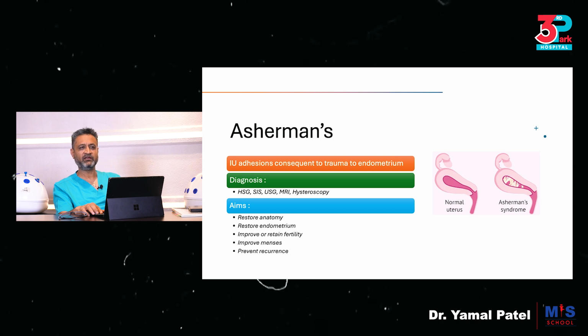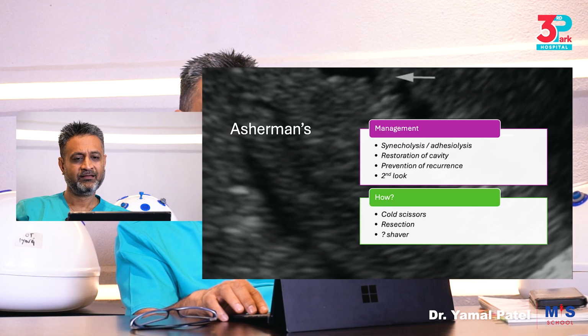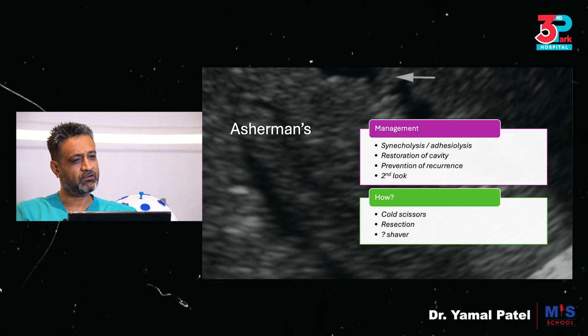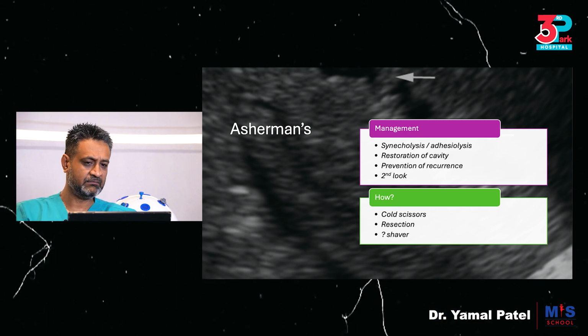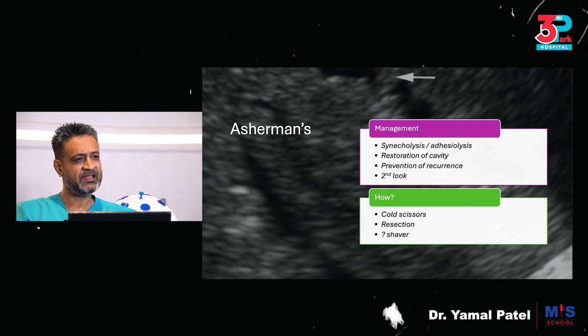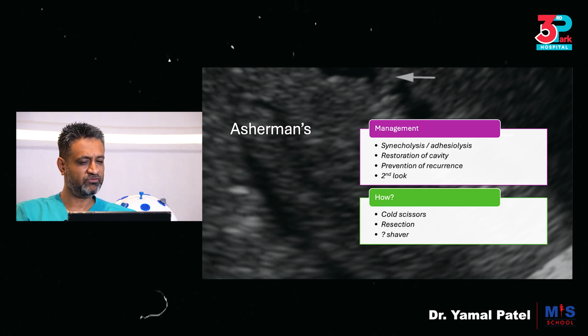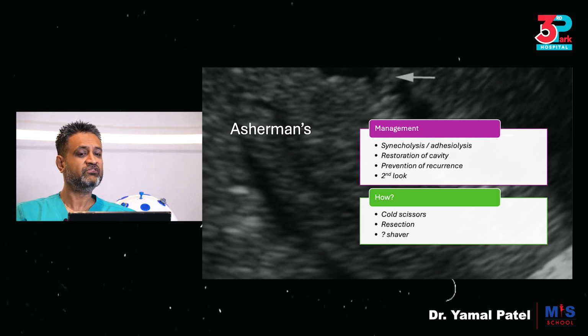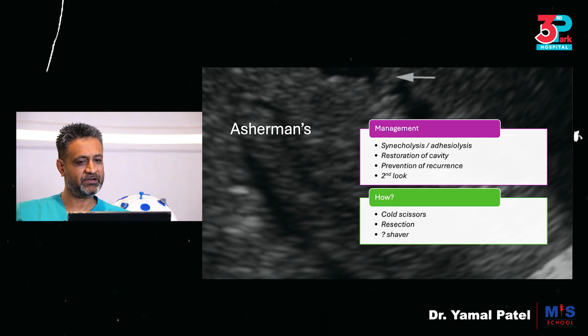And you have to make sure that our goal of prevention of recurrence is kept in mind when operating in Asherman's. There's no point doing a surgery and the next month it is back to adhesions formed again. So we'll have to figure out how to prevent that. So the management is basically in the form of synechiolysis or adhesiolysis, in simple words, with the restoration of the cavity as much as possible, prevention of recurrence, and second look. Sometimes or most times it is needed in advanced Asherman's to ensure that this is corrected appropriately.